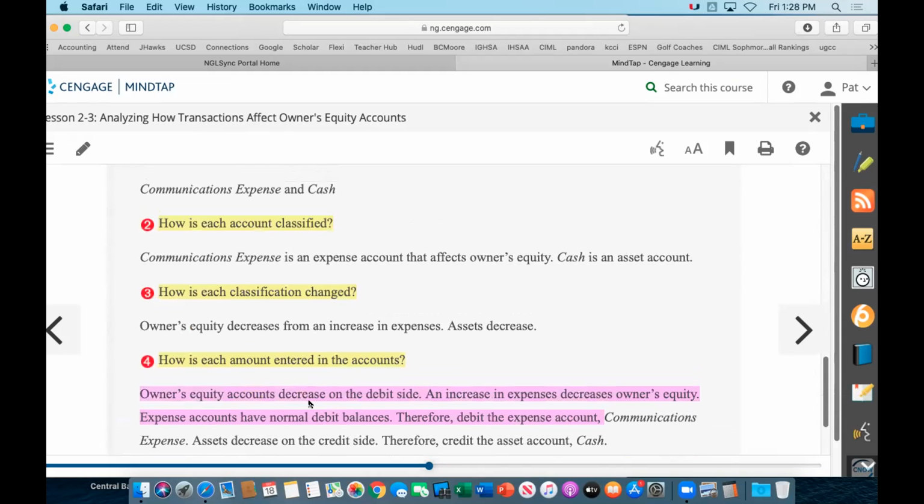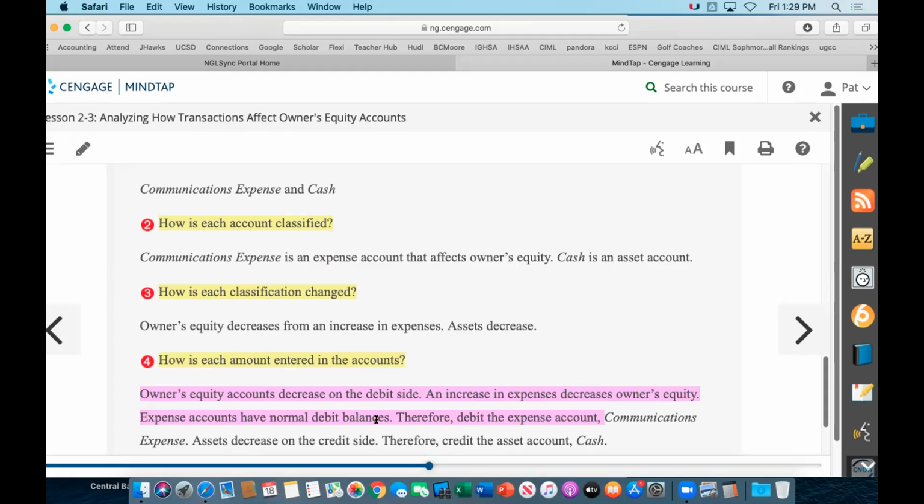Again, owner's equity accounts decrease on the debit side. We talked about that, right? An increase in an expense decreases owner's equity. True or false? True. That'll be on the study guide. That'll be on the test. How do you decrease owner's equity? You debit it.